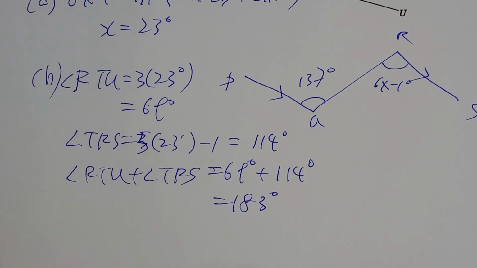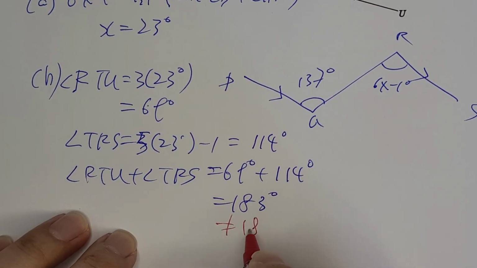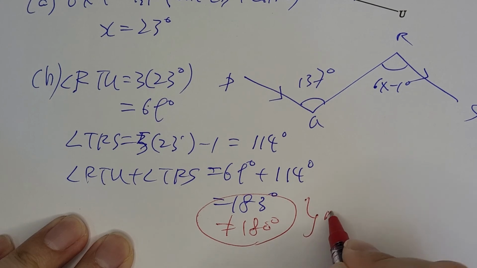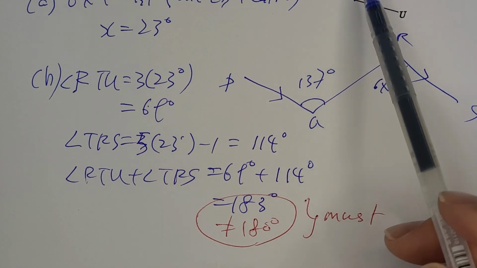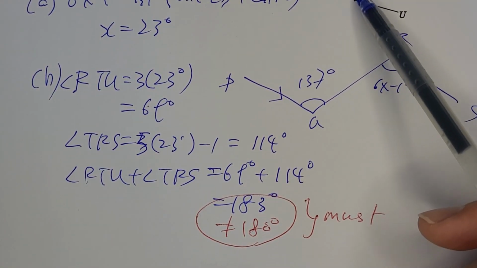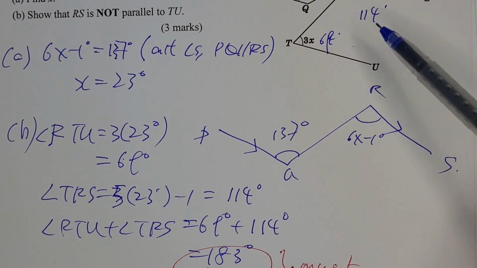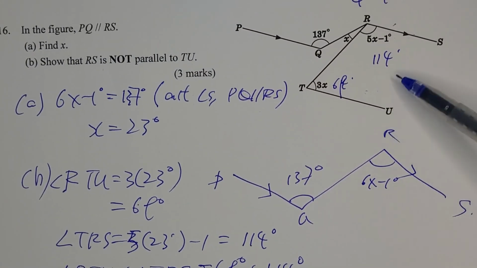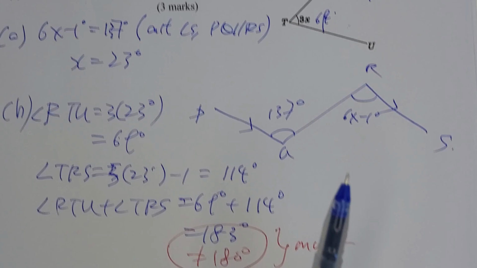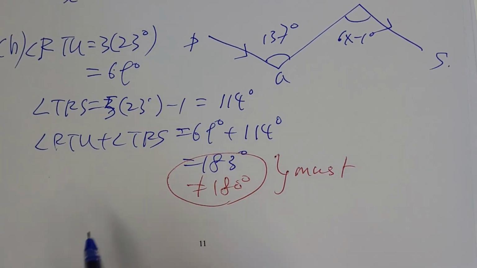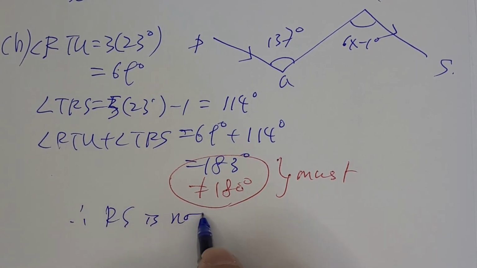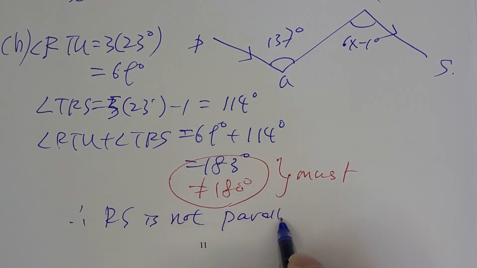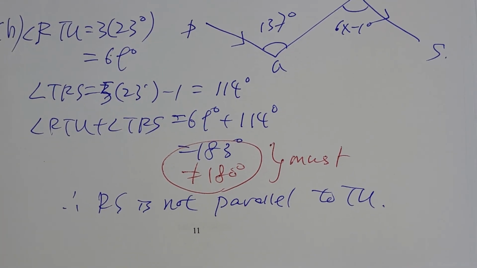That's the key point you need to write down. You must write down this one, not equal to 180 degree. You must have this one. Okay? Because you need to check if these angles, added together, equal 180 degree, then these two lines will be parallel. Otherwise, they are not parallel. So you must make the comparison. So make the conclusion, therefore, RS is not parallel to TU. Okay, that's the end of question number 16.